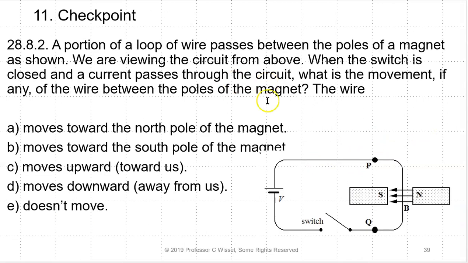A portion of a loop of wire passes between the poles of a magnet as shown. We are viewing the circuit from above. When the switch is closed and a current passes through the circuit, what is the movement of any of the wire between the poles of the magnet?